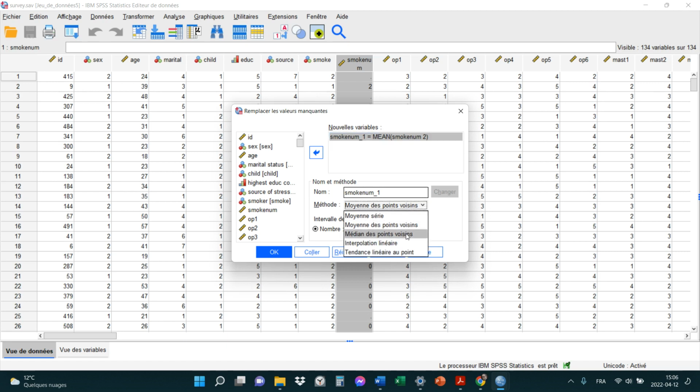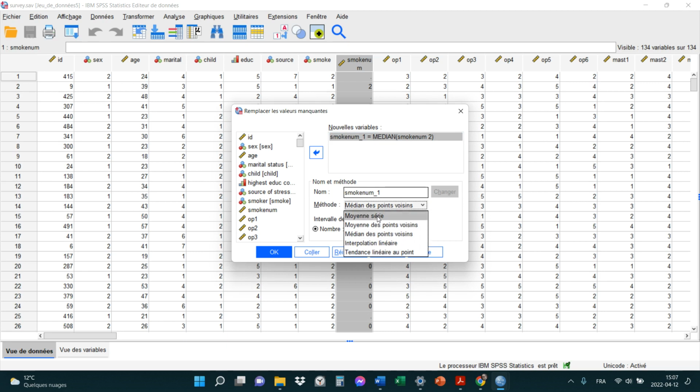You could also say, how about this one? Here, median SmokeNum 2. Here it would take the preceding data and the following data, and it would make the median of those two. Elle ferait la médiane ici. OK? Et il y a d'autres choses, interpolation linéaire, tendance linéaire au point. J'avoue que je n'ai jamais vraiment rentré là-dedans.